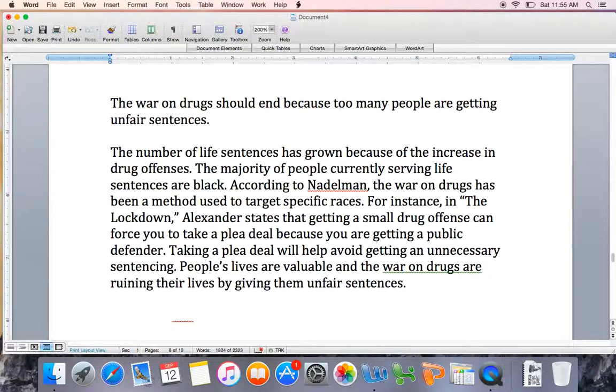For instance, in The New Jim Crow, Alexander states that getting a small drug offense can force you to take a plea deal because you are getting a public defender. Taking a plea deal will help avoid getting an unnecessary sentencing. People's lives are valuable, and the war on drugs is ruining their lives by giving them unfair sentences.